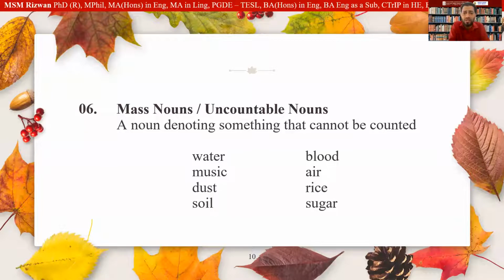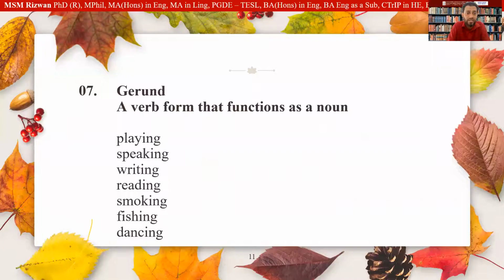These nouns denote something that cannot be counted. Consider the words: cannot be counted. You can see water; you can't count water. Blood, music, air, dust, rice, soil, sugar. I have given you some samples of mass nouns as well as uncountable nouns. You can also try to find some more nouns in relation to mass nouns and uncountable nouns, right? And let us move to the seventh classification of nouns, the kinds of nouns.